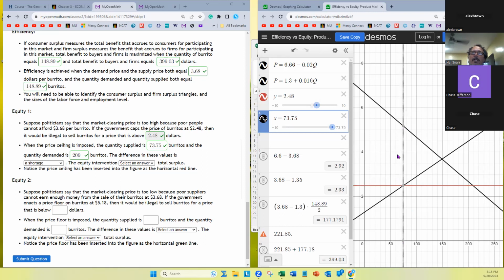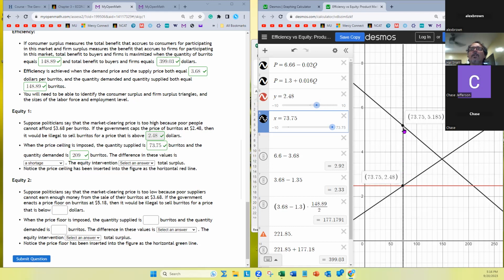This is what is supplied, right? And that 74th customer, roughly, is willing to pay $5.18 for it, right? But they only have to pay the $2.48, right? Before they had to pay $3.68. So this rich person is willing to pay $5.18, but only has to pay $2.48, right?